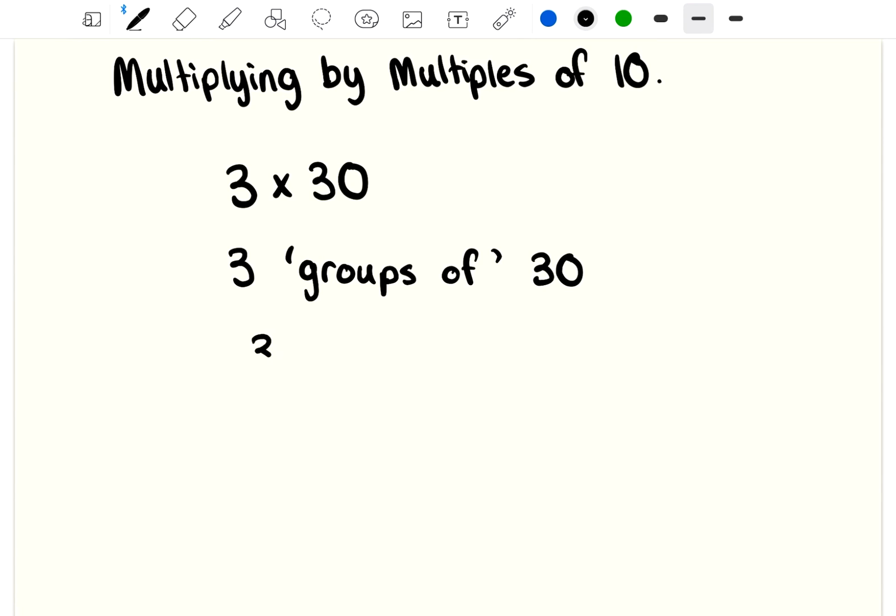It's just 30 plus another 30 plus one more 30. That's 3 30s, or 3 groups of 30. And 30 plus 30, that's 60, plus another 30, that's 90. So already I've worked out that 3 times 30 is 90. And that's an easy one because there are only 3 groups of 30.